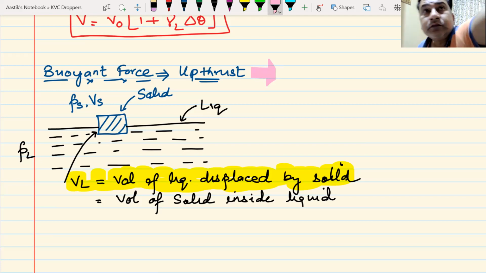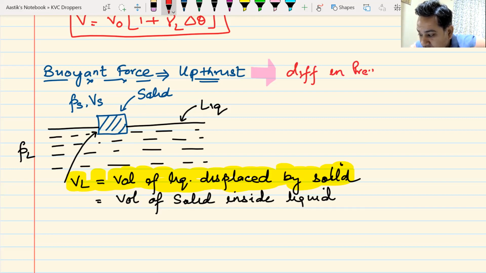Through density? Because of density pressure? No, that does not sound logical. Is it because of difference in temperature? It's because of difference in pressure. This upthrust comes because of difference in pressure. Does it give you some idea now? Yes, sir. Can you tell me why this upthrust is coming? Difference in pressure. What do you mean by difference in pressure?